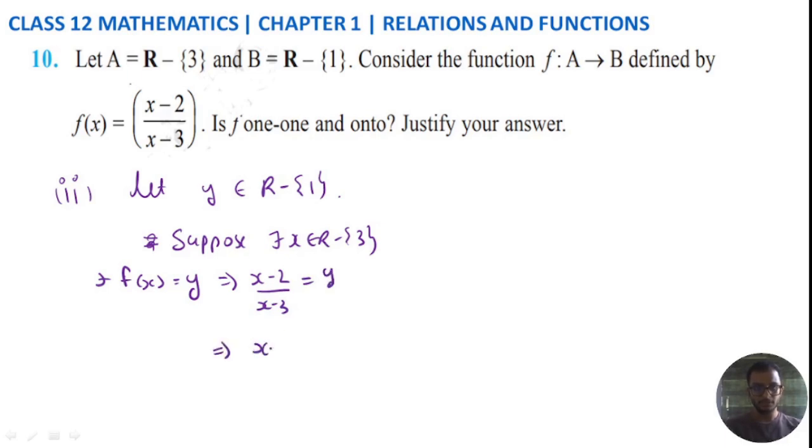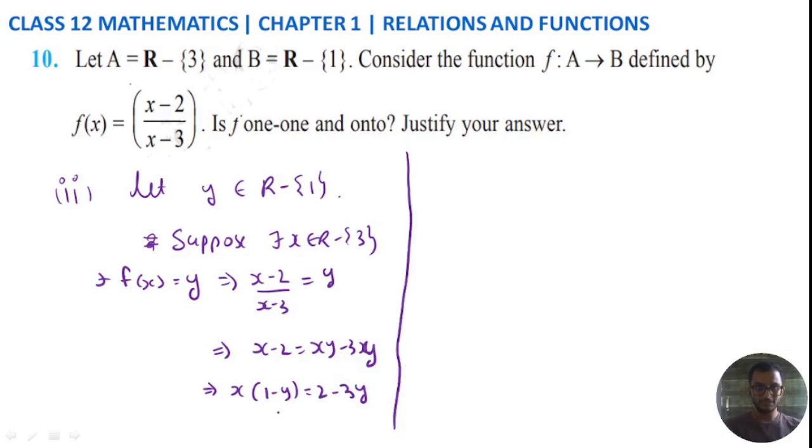So x minus 2 equals xy minus 3y. As we want to find x, we will take x on one side. So it will be x(1 minus y) equals 2 minus 3y. I think now you are able to see the reason why 1 is not involved in the codomain. As y is not equal to 1, you can divide both sides by 1 minus y. So we got our x which we wanted: (2 minus 3y) upon (1 minus y).